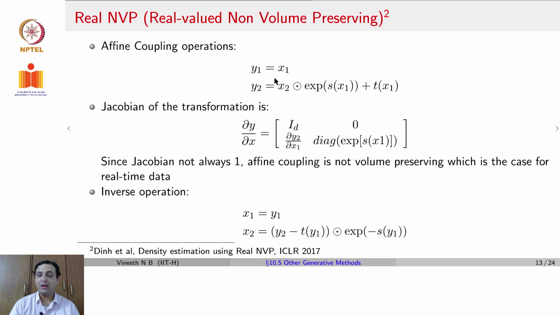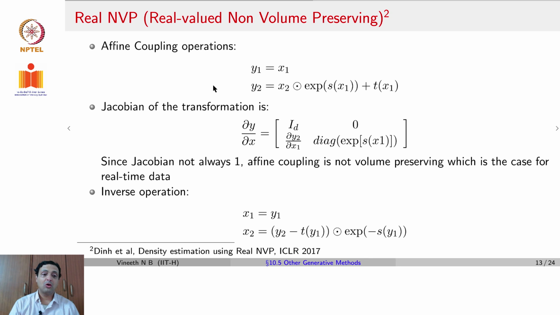We say y1 is equal to x1 and y2 is equal to x2 into, this is the Hadamard product, which says it's an element-wise product. So x2 is a vector and the second term here is also a vector and it's an element-wise product, into exponent of s of x1 plus t of x1. So there's a translation component and there is a scale component, which together becomes an affine transformation.